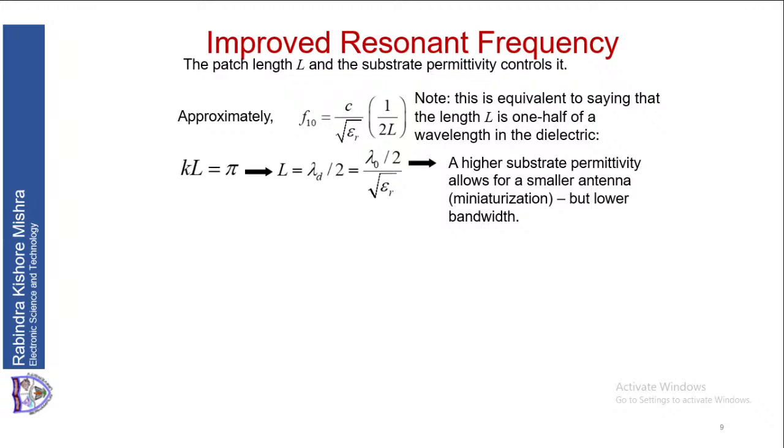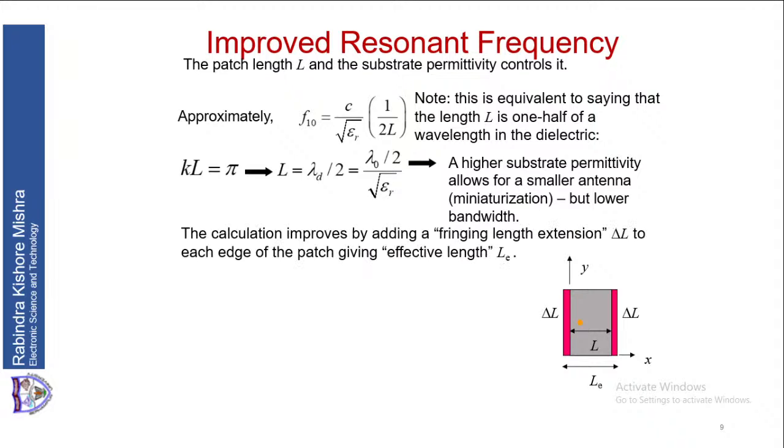So that shows that if you have a higher substrate permittivity, which means epsilon R is high, antenna miniaturization is possible if you have a large epsilon R. But as I have told you already, large epsilon R, or large dielectric constant, will result in large capacitance, so less radiation. Therefore we will have a lower bandwidth. It will radiate exactly at this frequency, but as you move away from the frequency, it will not radiate. So it will have a lower bandwidth. The antenna is smaller but with lower bandwidth if you have large epsilon R in the microstrip antenna. That is a possibility.